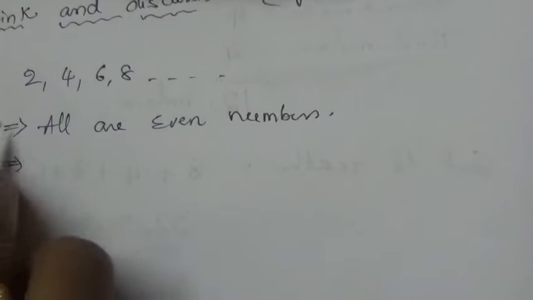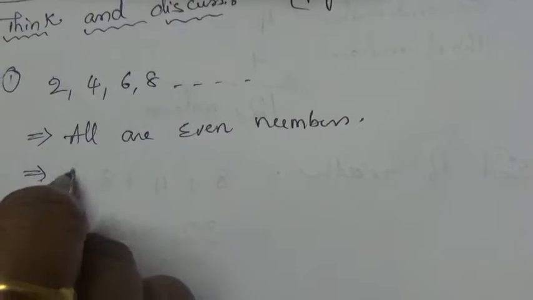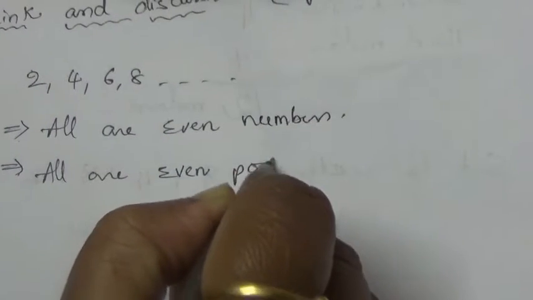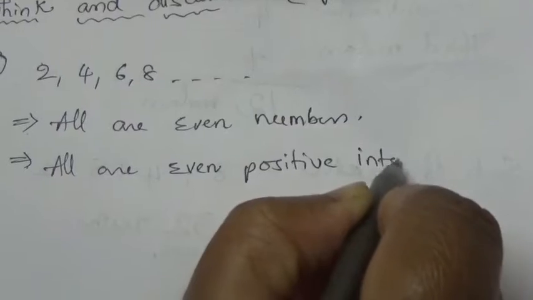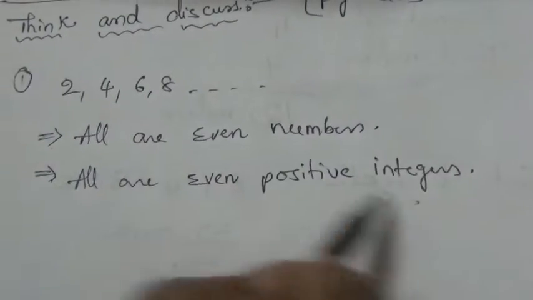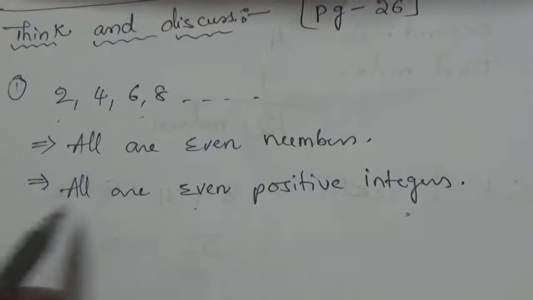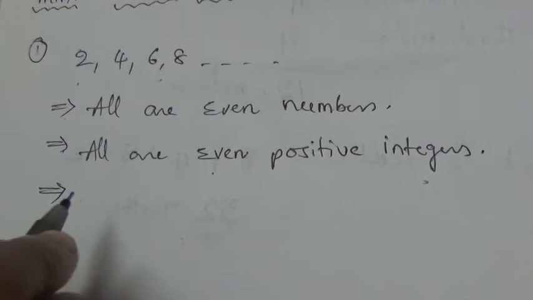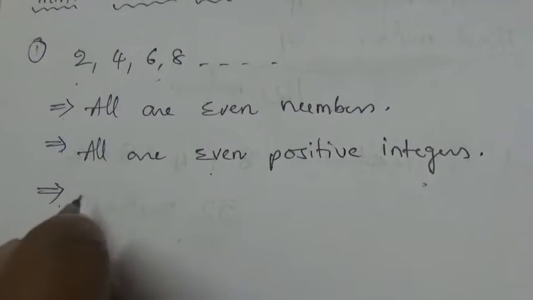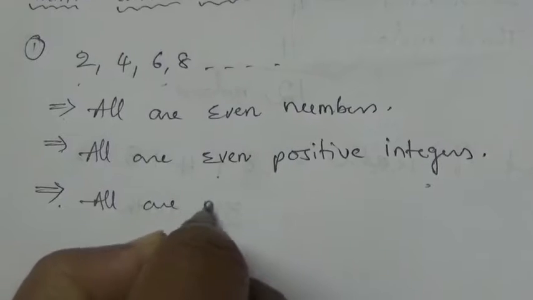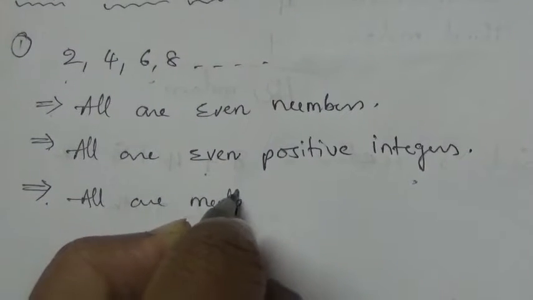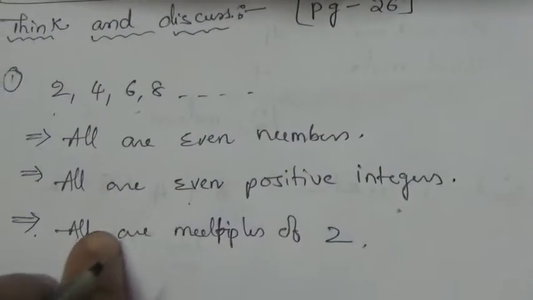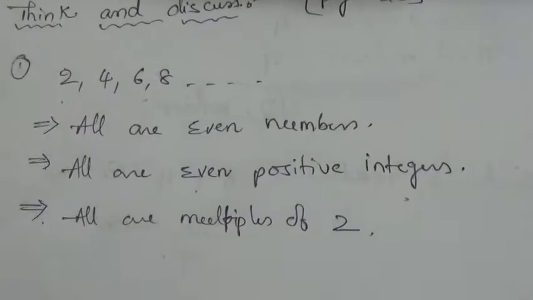Second generalizing property, all are even positive integers, positive integers that are even. And the third generalizing property is that these are multiples of 2, right. All are multiples of 2. So just like that you have to generalize the numbers, the common property they have.